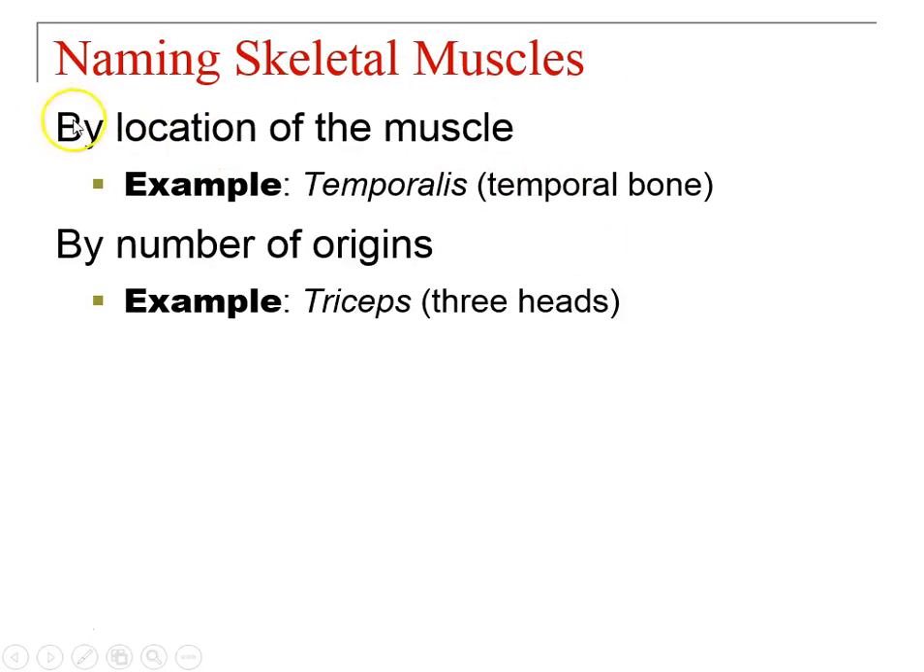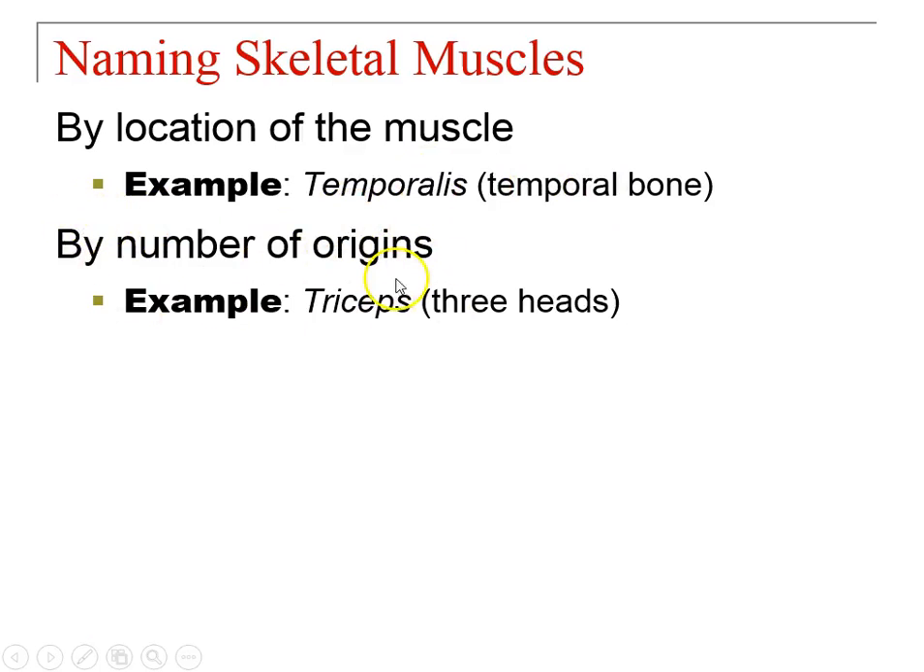By the location of the muscle, and this one's going to be kind of interchangeable with one of the next ones, origin and insertion. But basically, if the name says a bone or a body region, you'll know about that muscle's location. Temporalis is by the temporal bone. Biceps brachii is in the brachial region in your arm.